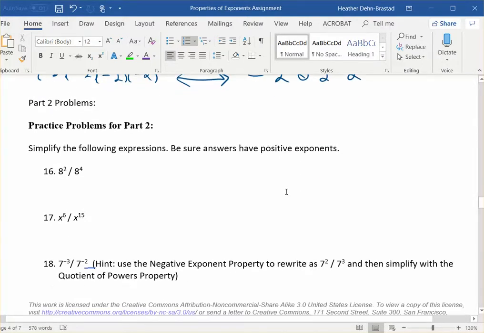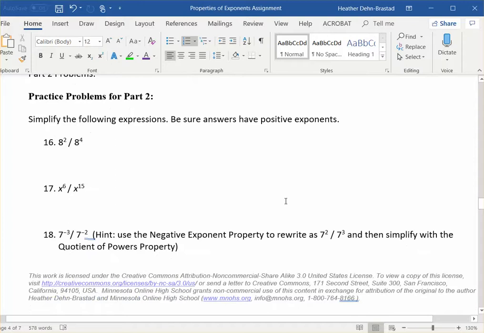All right, now we're going to do some more problems. And in this one, we're going to simplify some expressions. Simplified means that you can leave your answer with an exponent. You don't have to evaluate and find an answer. And it says, be sure answers have positive exponents. So why did I write that?